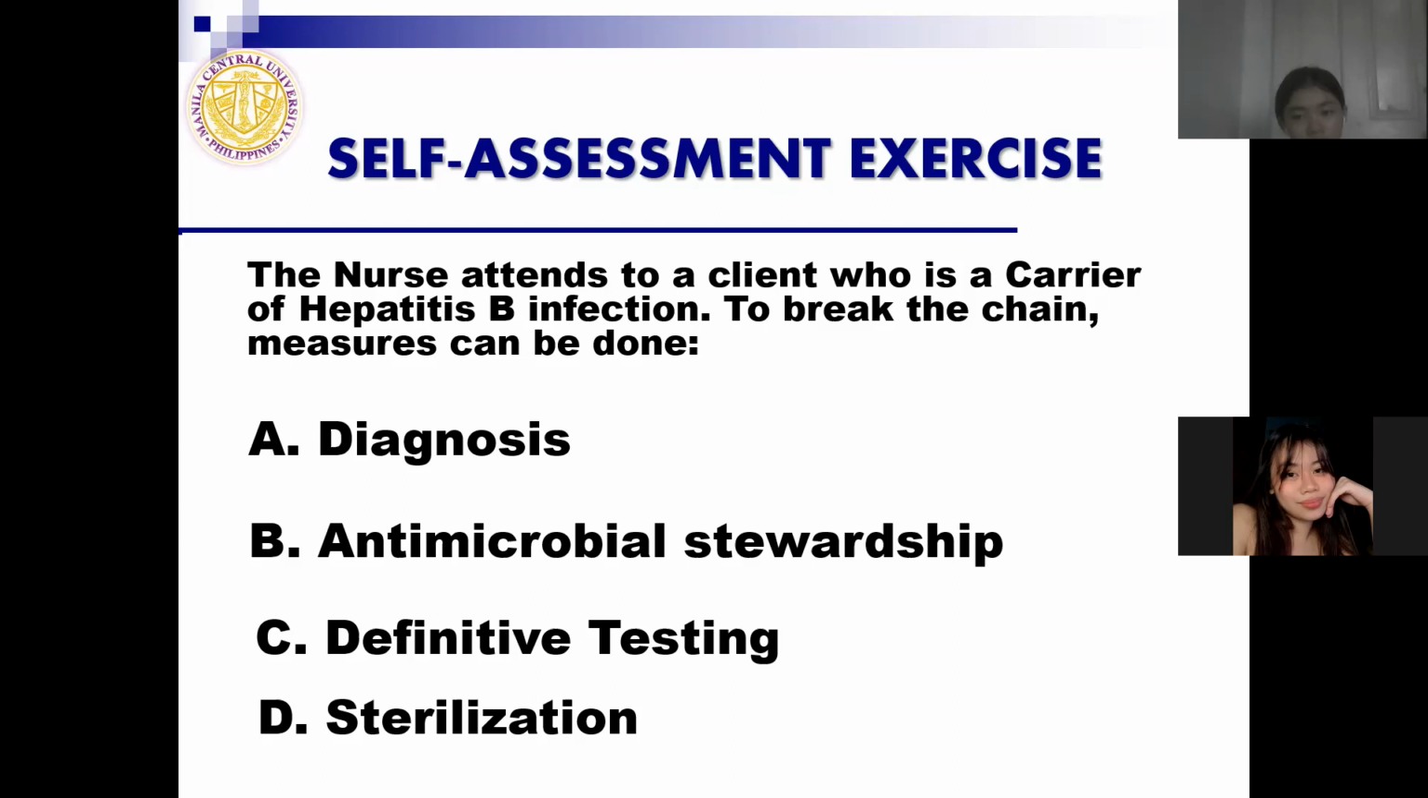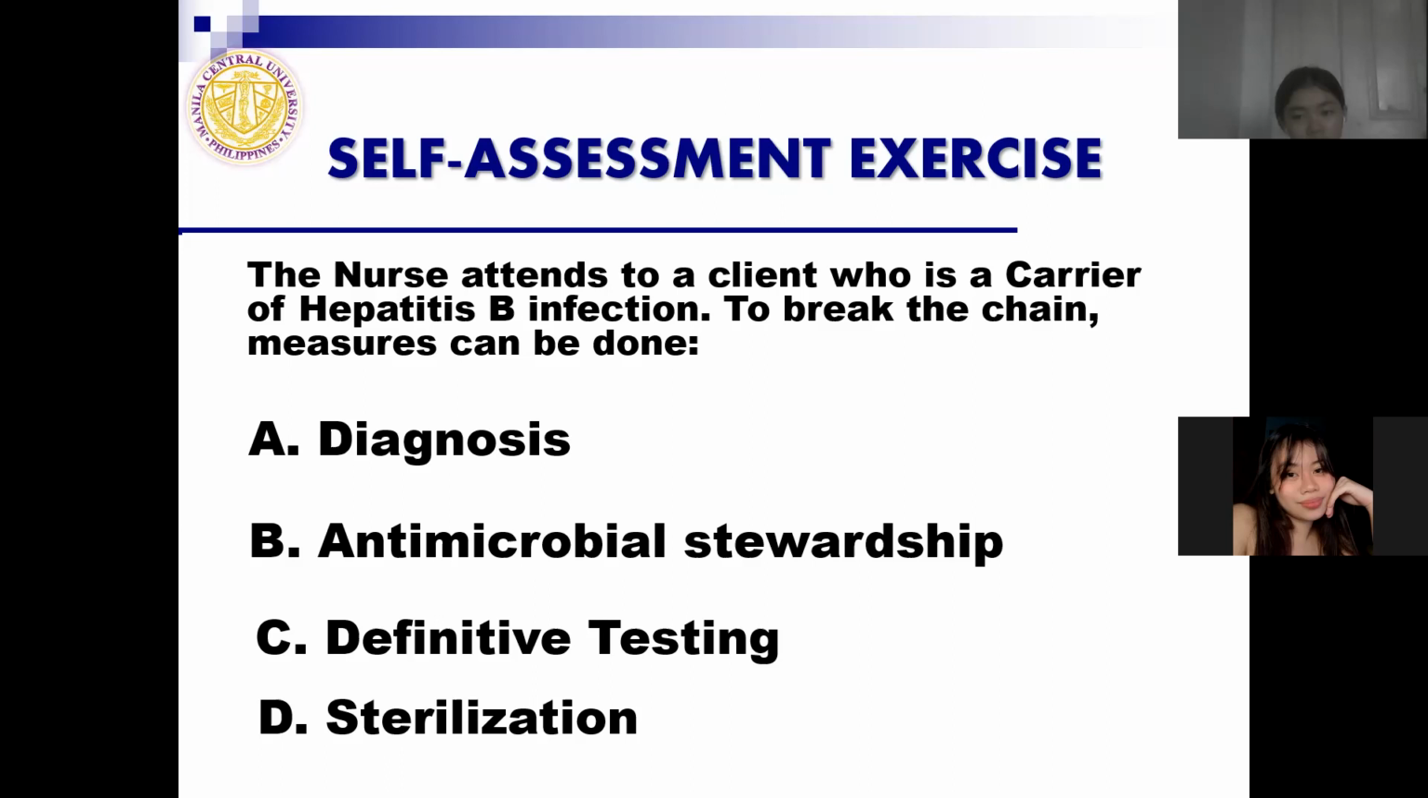One of you answered letter C, definitive testing. Okay, class, analyze the question. The client is already a carrier, meaning a person can be considered a reservoir if already proven that the person is infected. So a definitive test may not be necessary anymore because it has been emphasized in the question that the person is already a carrier of the virus. So it may not be letter C. So it could be letter A or letter D.